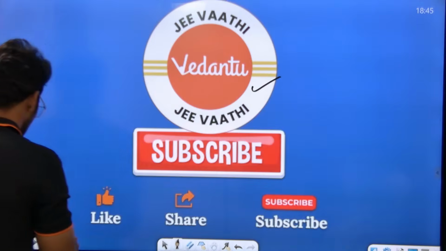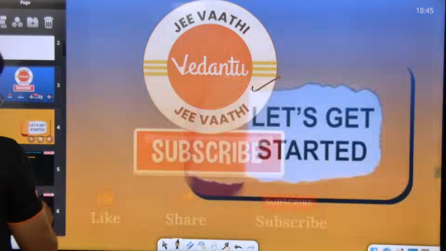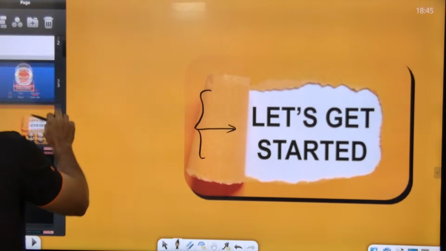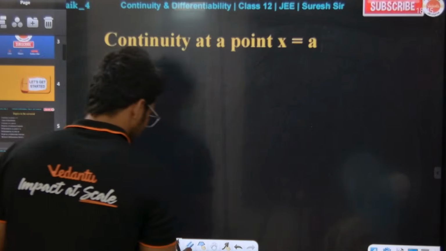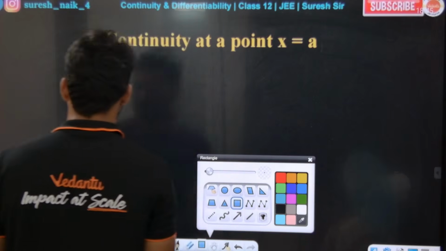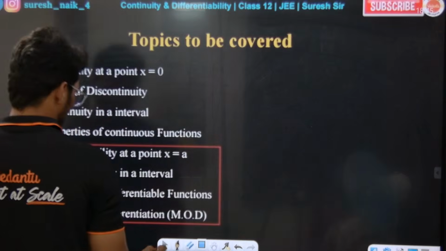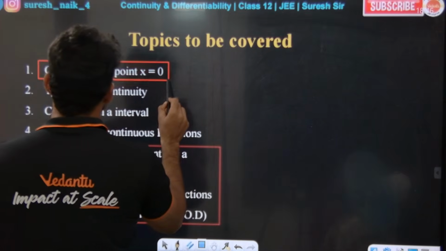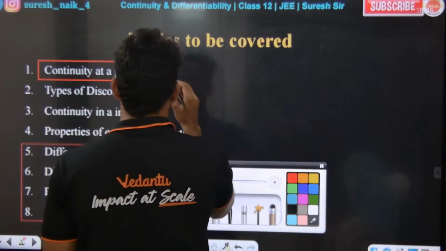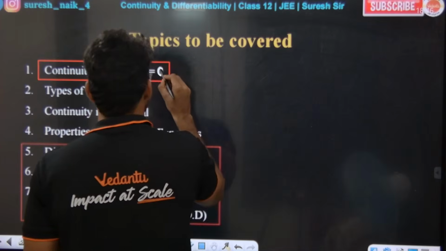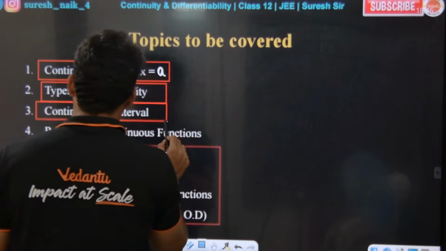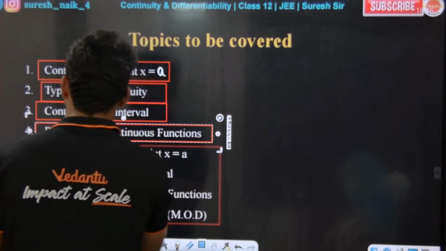Chapter name you might have seen in the thumbnail. So without any delay, let's get into the show. Sir, mainly what am I going to cover in this chapter? Firstly, the first subtopic: continuity at a point x is equal to a, any point, not 0. Are you getting the point? Then types of discontinuity, continuity in an interval, properties of continuous functions.